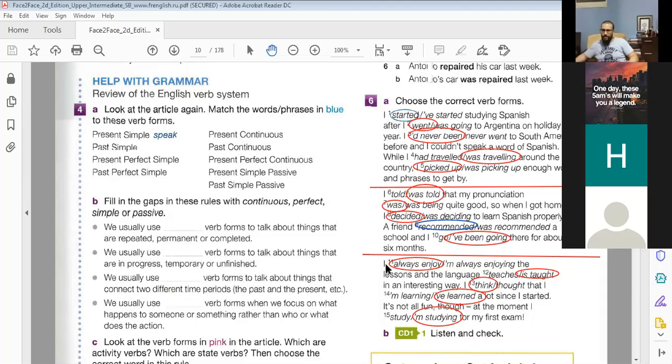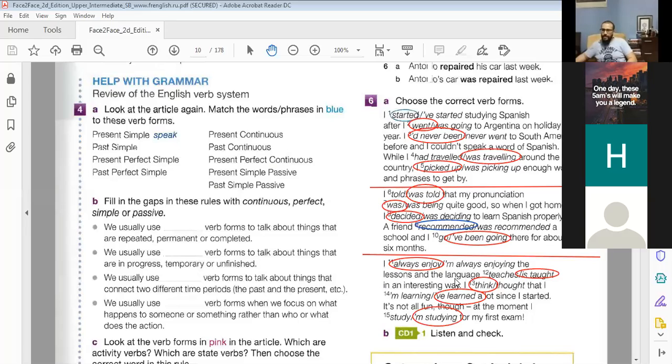It's about 11. What do you think is better? I always enjoy, or I'm always enjoying? No, I always enjoy. State. Yeah. Enjoying works better as a state verb.